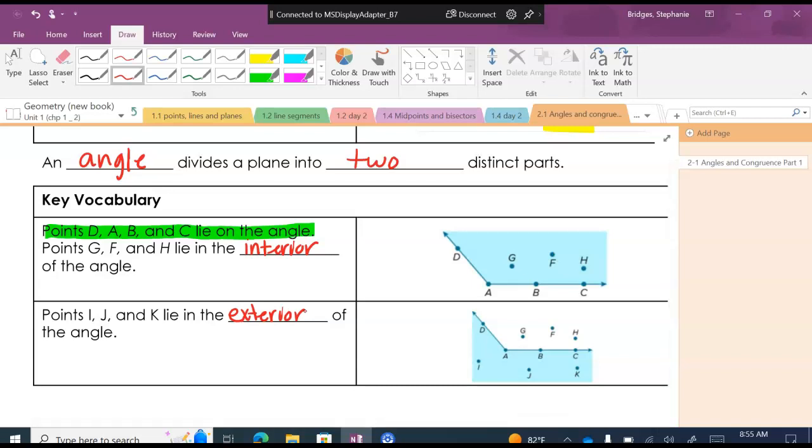So when we're talking about the position of points, it's either on the angle, so it actually is on the rays that make up the angle, or it is on the interior or on the exterior of the angle, inside or outside. Everybody good there? All right.